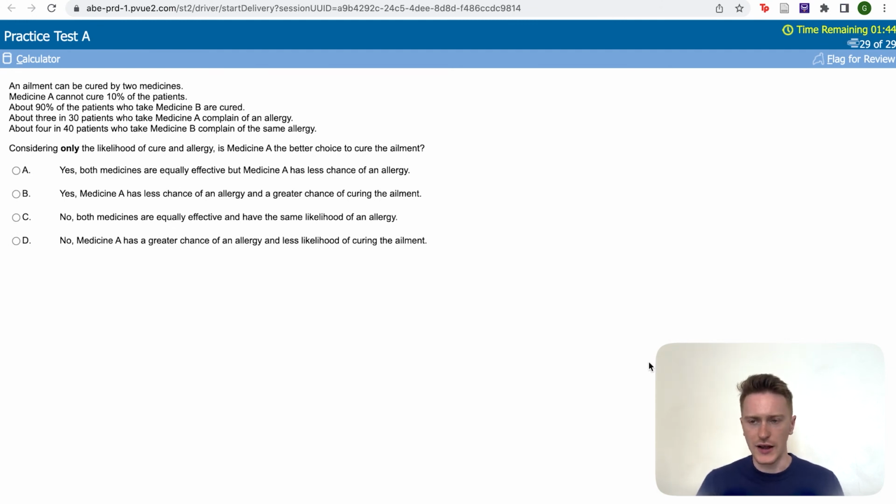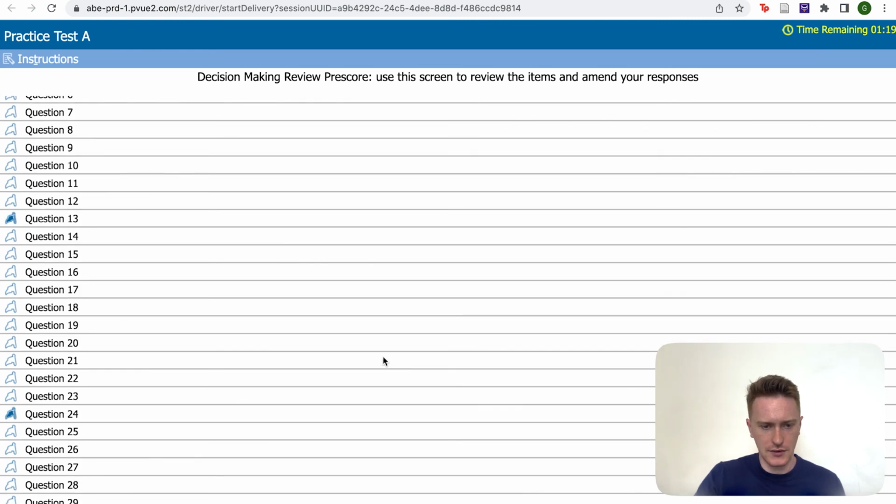And final question, great, and we've got a minute, so hopefully we can check one of our answers. So medicine A cannot cure 10%, so it can cure 90%. And same for B, 90% of patients who take B are cured. About 3 in 30 have an allergy to A, 4 in 40 have an allergy to B, that's the same. So these are both the same. So is medicine A the better choice? No, it's not, because they're both the same. Fantastic. Okay, let's go back to question 13.